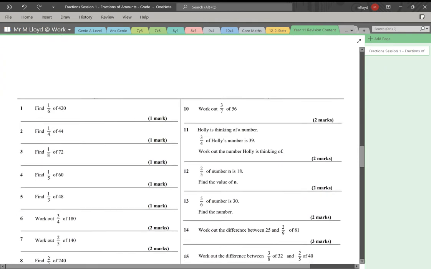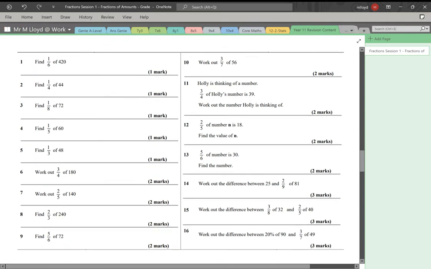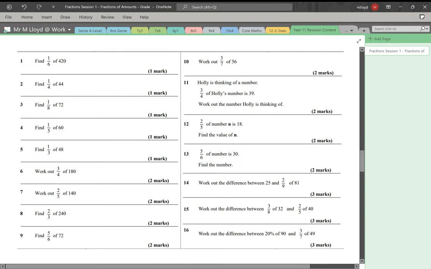Okay, so here we've got some exam questions. This is all off the Maths Genie website. Please do use the Maths Genie website. It is amazing. Work your way through whichever ones you want to. Obviously, you'll pause the video, and then when you want to mark some, hit play.